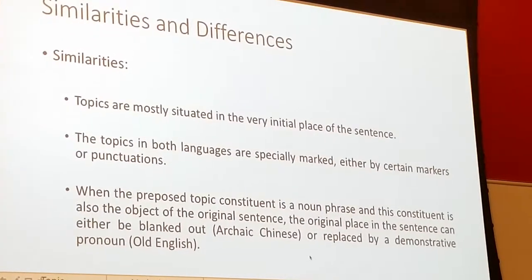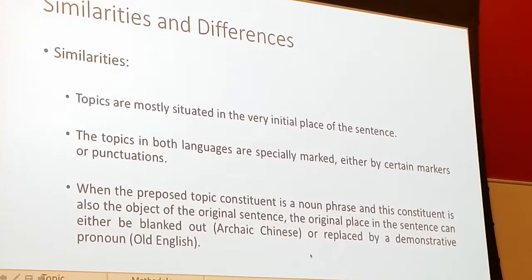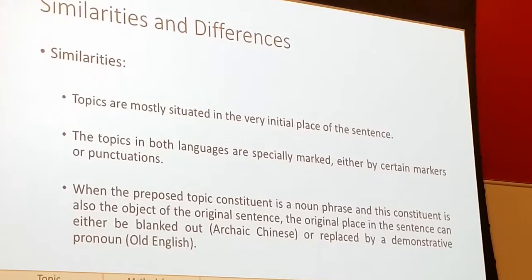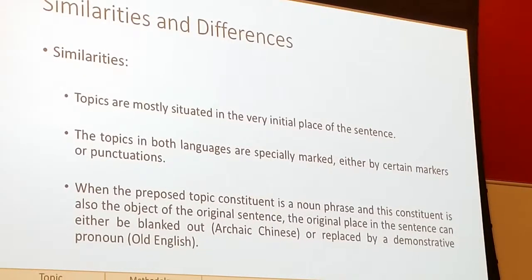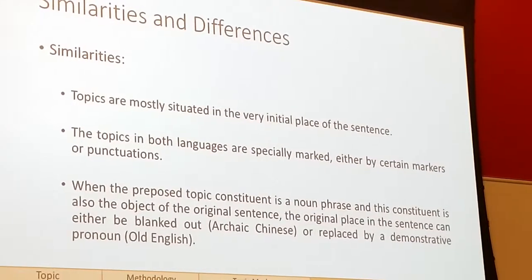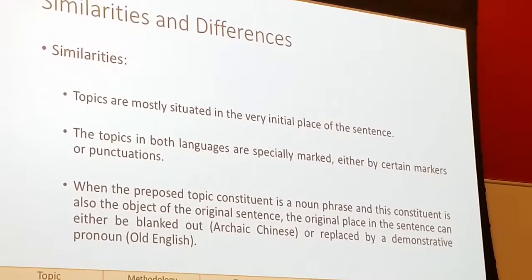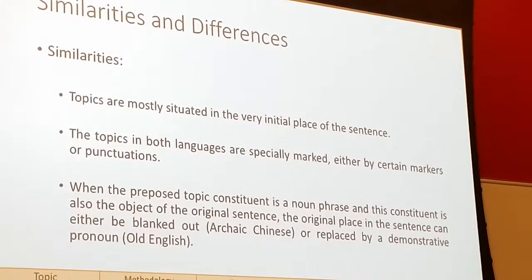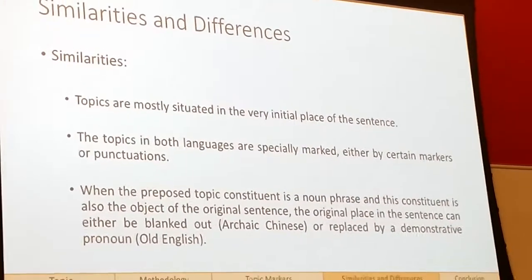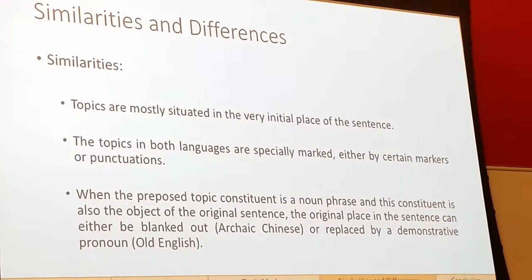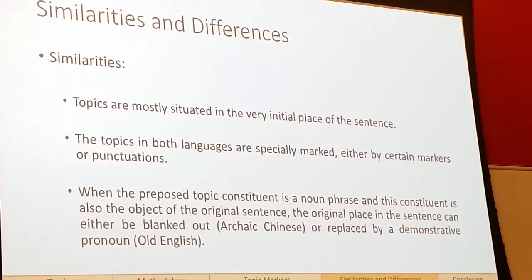Okay, so the similarities between the topic markers in Old English and Archaic Chinese are, first of all, that topics are mostly situated in the very initial place of the sentence. This is related to the principle of information coding. This principle says that people tend to put old information, which they are really familiar with, in the initial part of the sentence and put new information afterwards.